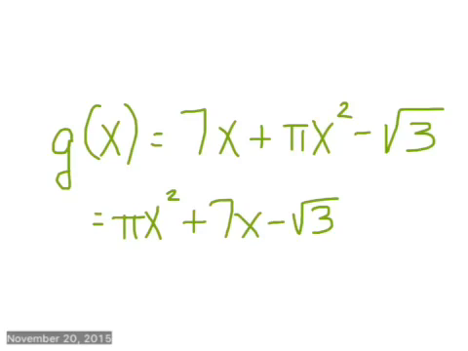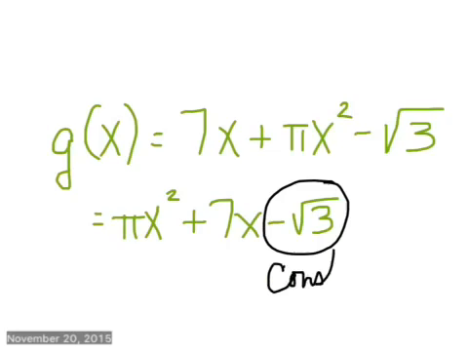Okay, now, if you are going to label what they call the constant, which one does not have a letter? That is known as the constant. The one that does not have a letter attached to it is known as the constant. So if they ask you what's the constant, you put negative square root of 3.